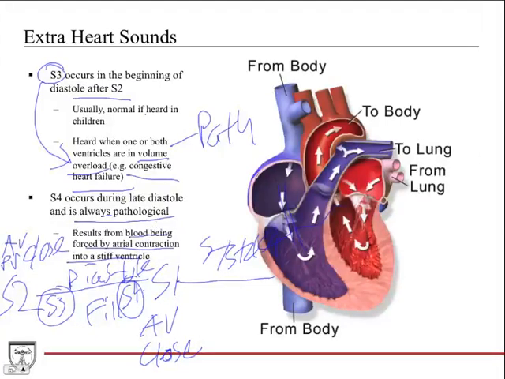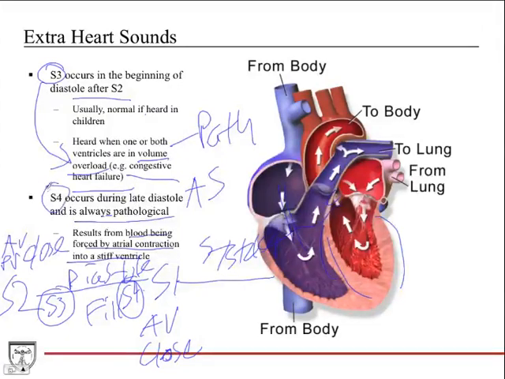So S4 is very common in aortic stenosis because this ventricle has to get very stiff and very hypertrophic to pump against this very stenotic valve. Remember, the ventricle has to generate more and more pressure. It's just like any other muscle. You're working the muscle even harder to generate the same amount of pressure and flow. Same thing with someone with chronic hypertension.